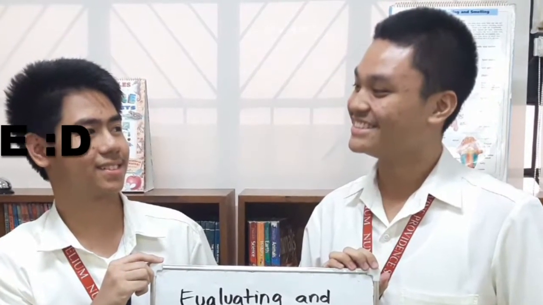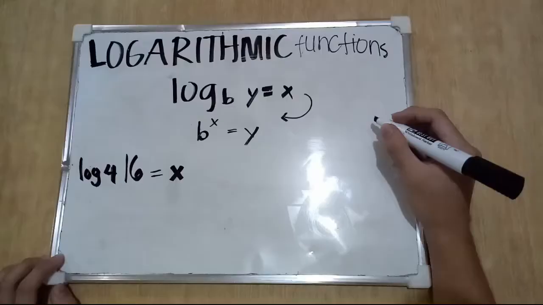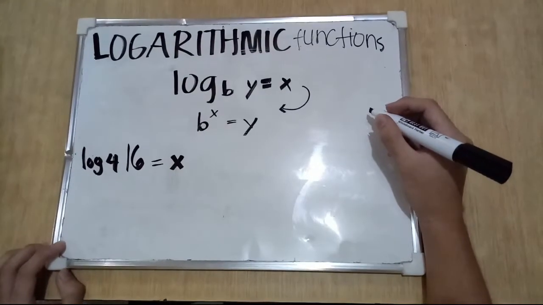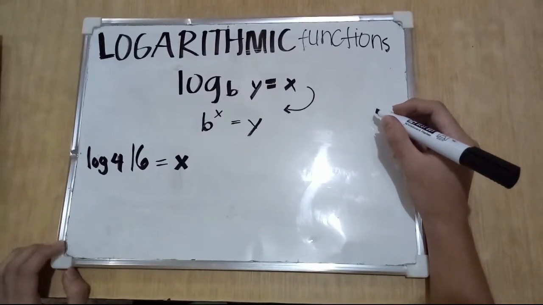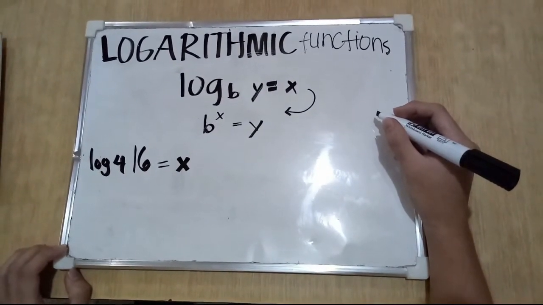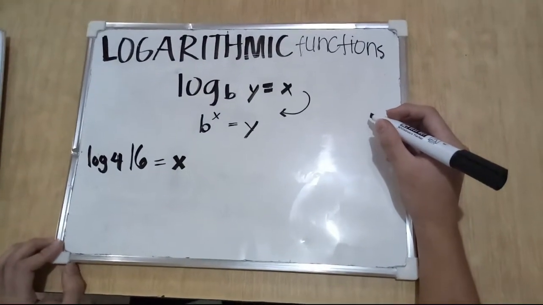Good day. Down here, simple equation of log base 4 of 16 is equal to x. And in order for us to find the value of x, we need to transform this equation first into an exponential equation.